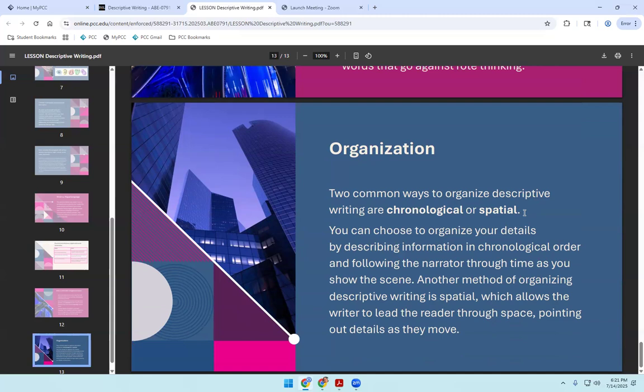Again, the two most common ways to organize your descriptive writing are chronologically or spatially. So we are going to do things in order of what happens, or moving from one area to the next spatially as we write.